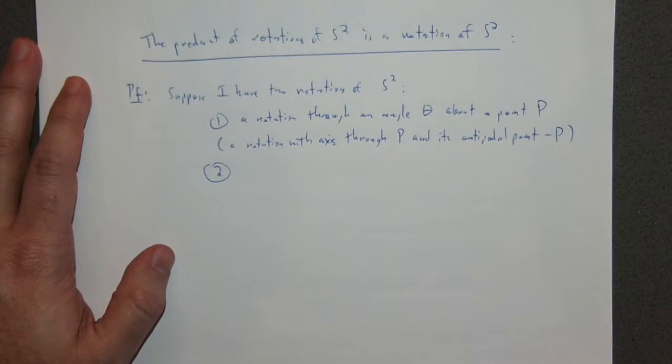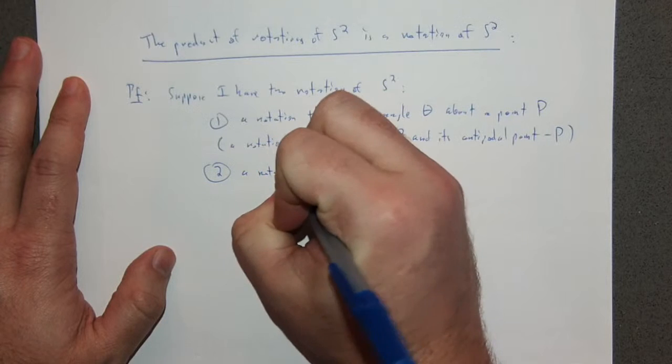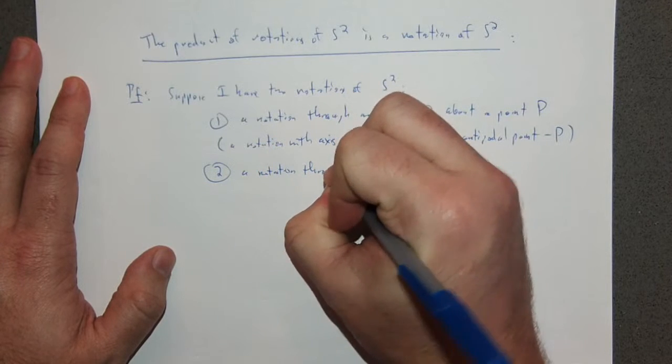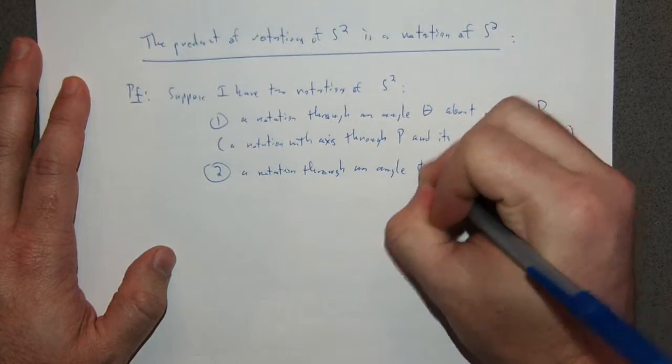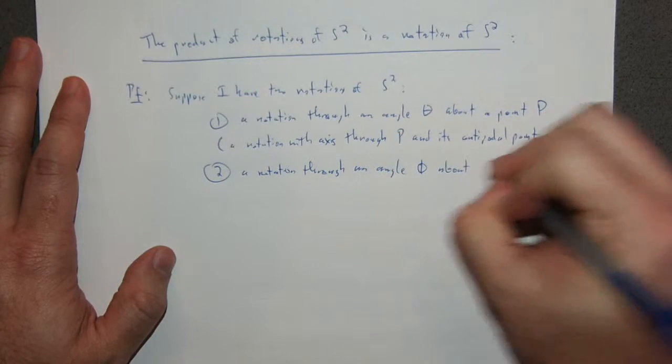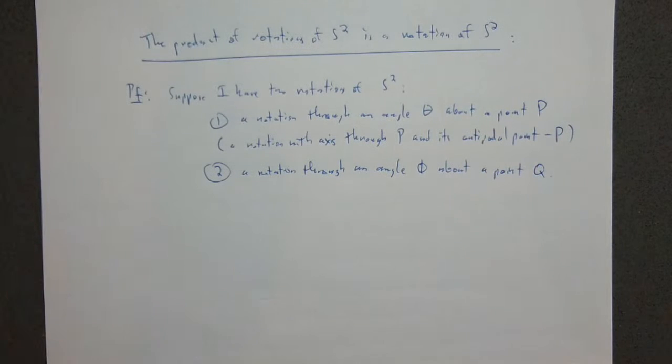Our second rotation is a rotation through an angle phi about another point Q. Okay, so there are our two rotations. That's the setup.